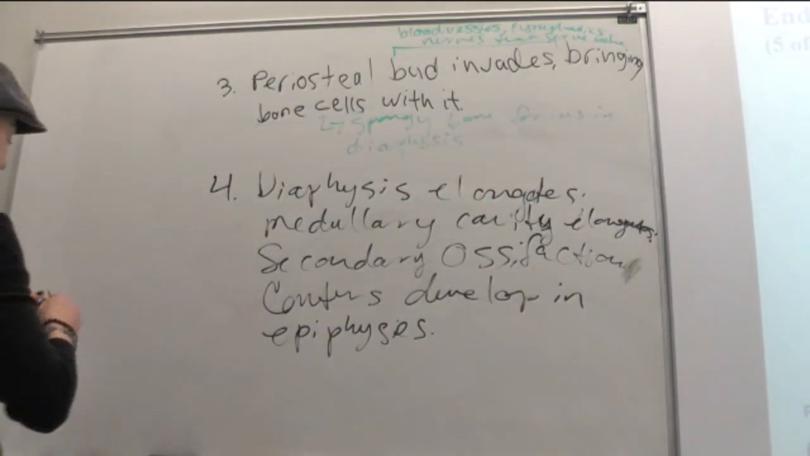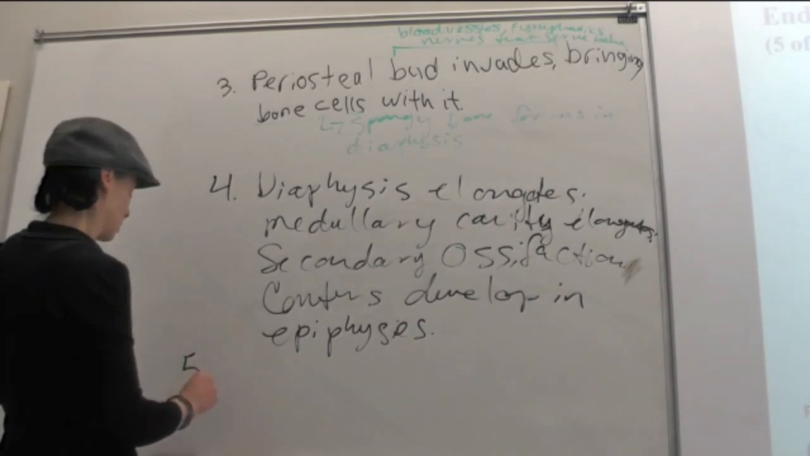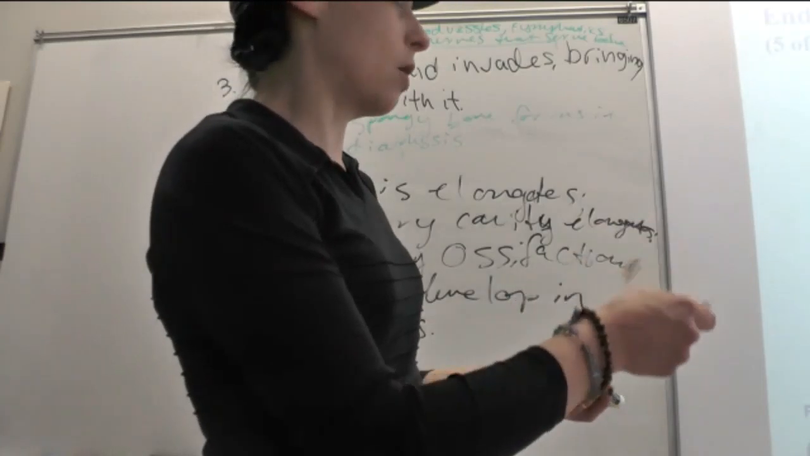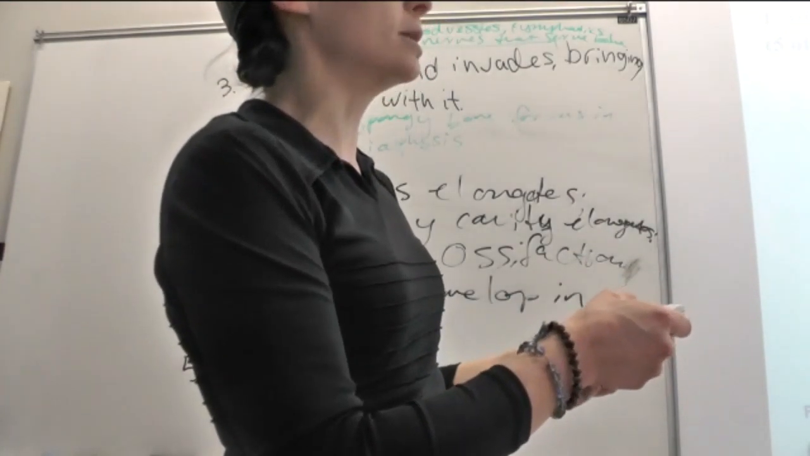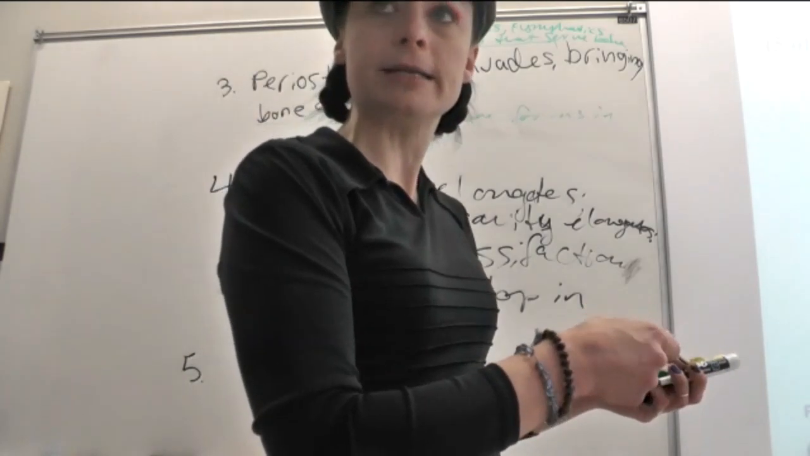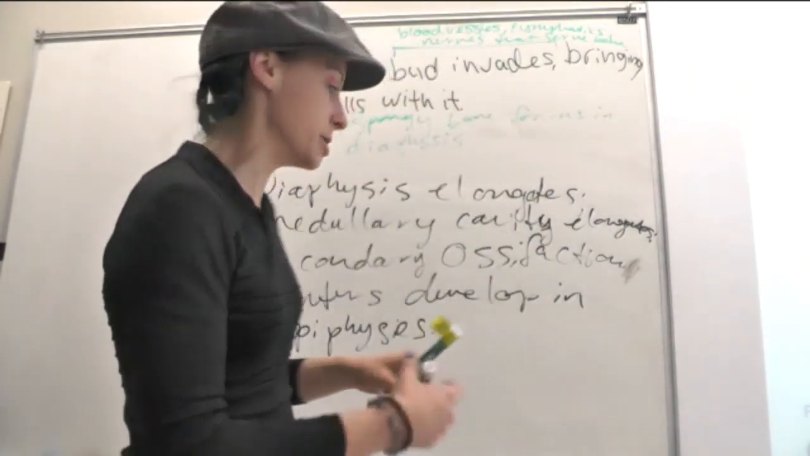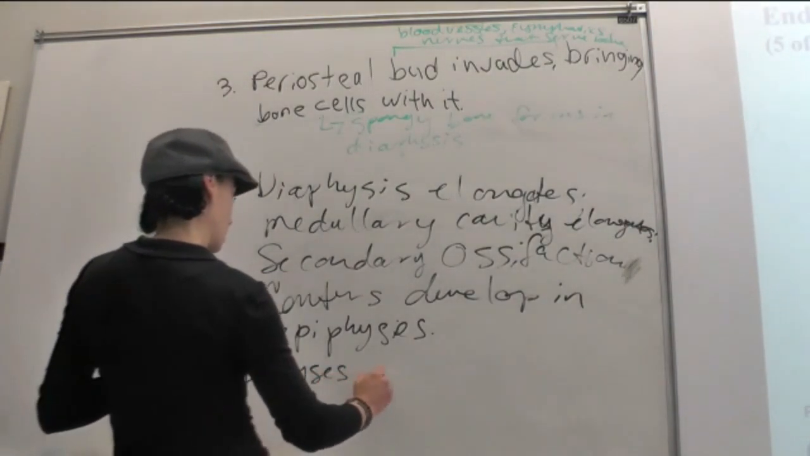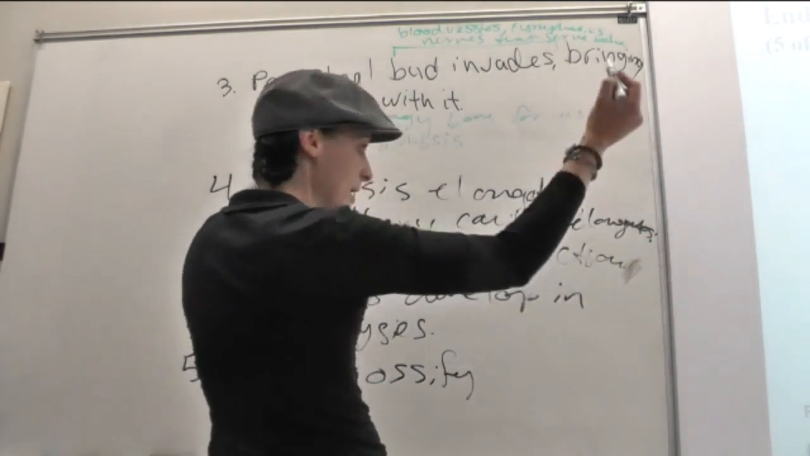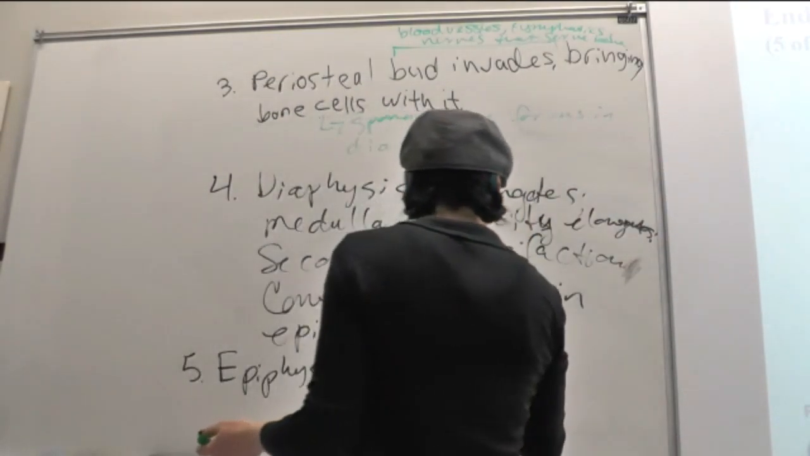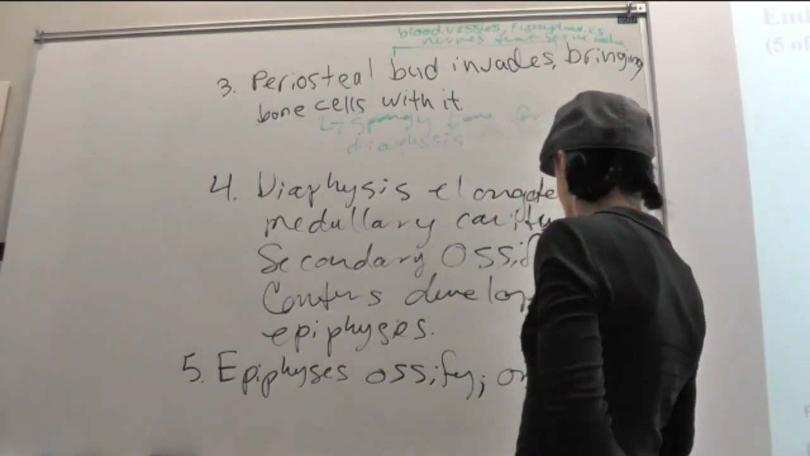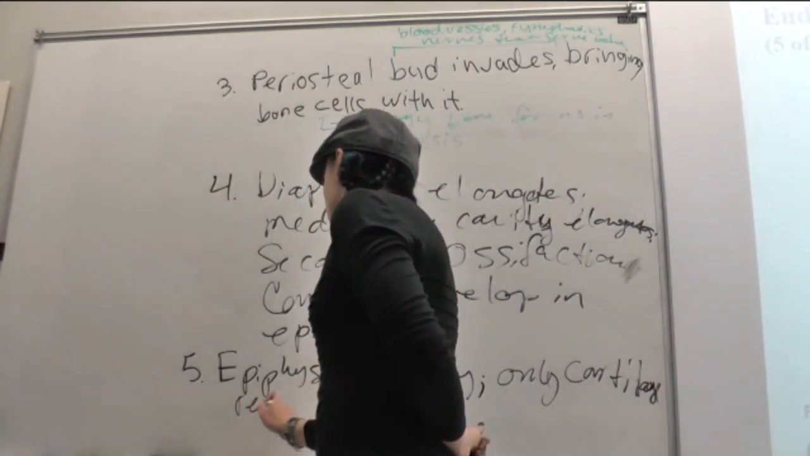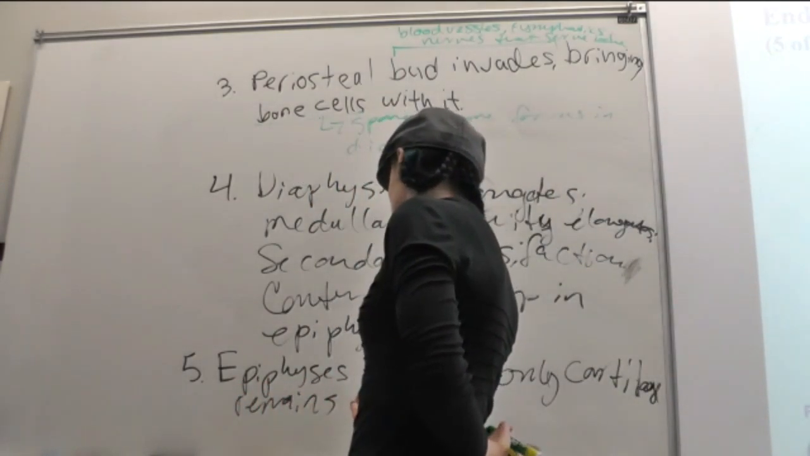So we could say for our 5th step that our diaphyses and epiphyses are going to both continue to ossify, and the only cartilage that remains is at the epiphyseal plate, and on the ends of our bones is articular cartilage. So for our last step, we'll say our epiphyses ossify. The diaphysis has been ossifying all along, so what we can say here is that the only cartilage that remains is at the epiphyseal plate and is articular cartilage.